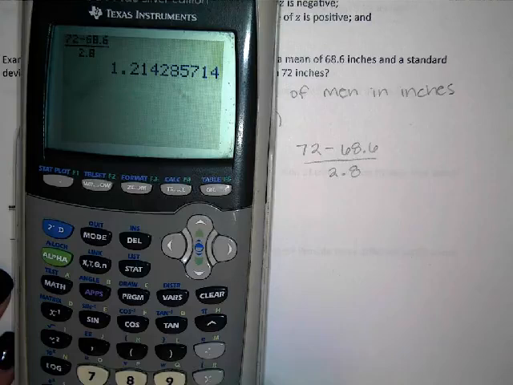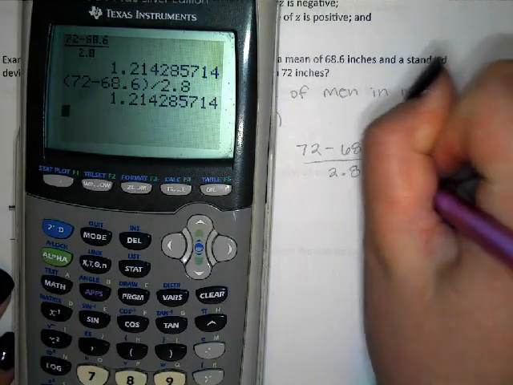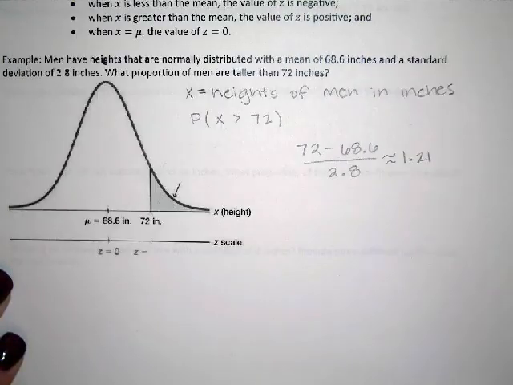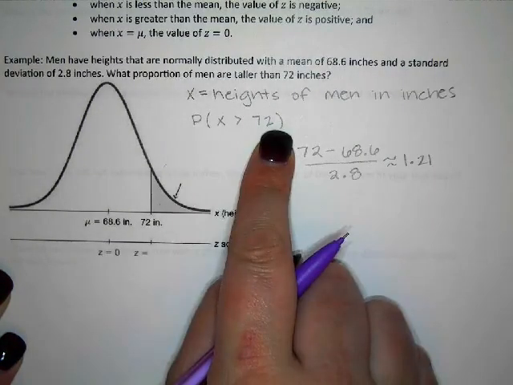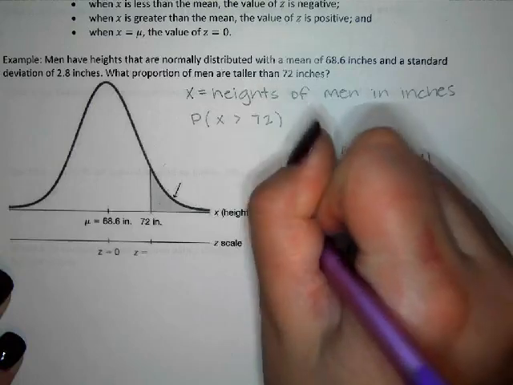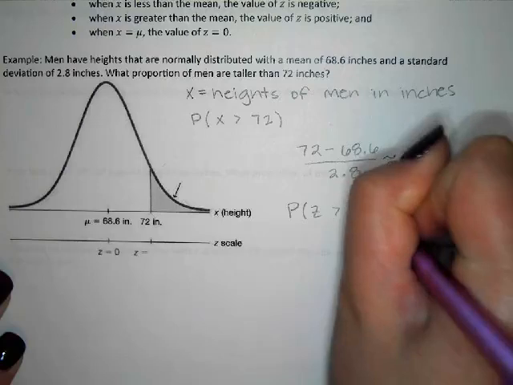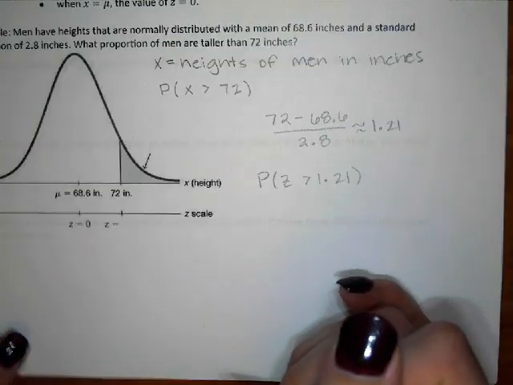Another way you can type that in and not have a computation error is if you type the top in parentheses and then divide by the bottom like that. You get the same answer. So the z-score is approximately 1.21. So that means that another way of saying this exact probability is to say the probability that z is greater than 1.21. We just converted it into a different variable, and that variable is the z-score.